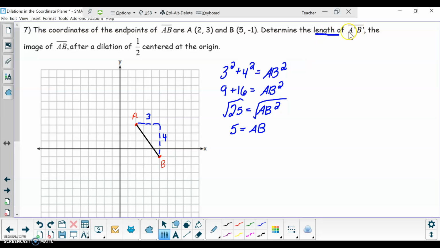Now they're asking for the length of the image after a dilation of 1/2. Remember, if your dilation is 1/2, your scale factor is 1/2, it's a shrink, so it's going to be half the size. If you take 1/2 of 5, we get 2.5. So A prime B prime has a length of 2.5.